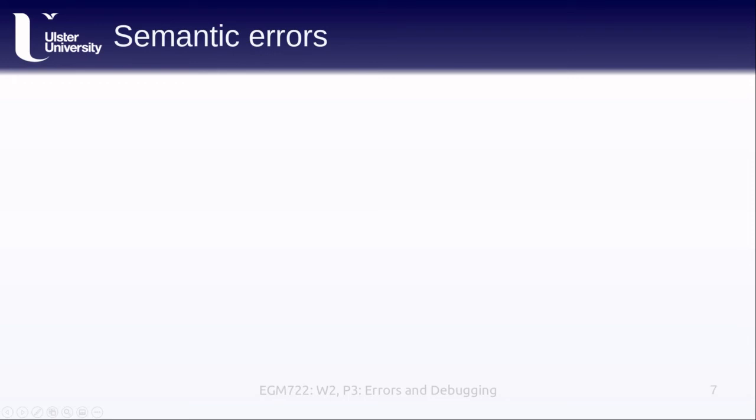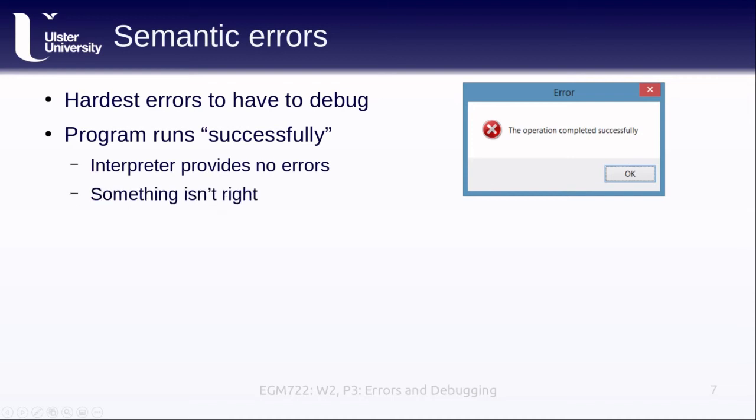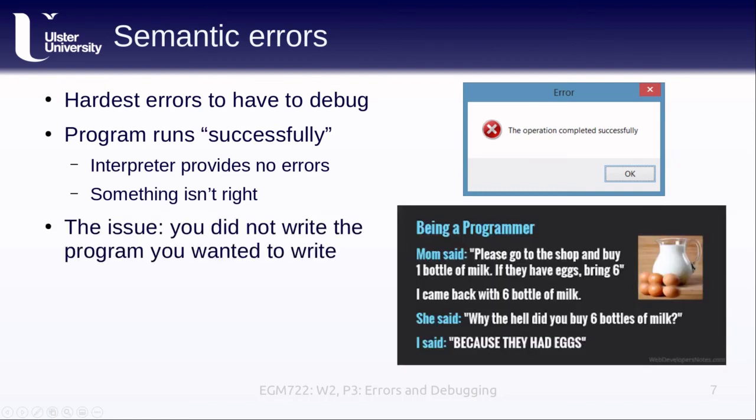So the last type of error that we will talk about is, again, something called a semantic error. And these are by far the hardest errors that we're going to have to debug because the program has run successfully. The interpreter has provided no error messages, but something isn't quite right. The program isn't doing something that we think it should be doing, or it's doing something that we think it shouldn't be doing. And the issue, ultimately, is that you did not write the program that you intended to write.